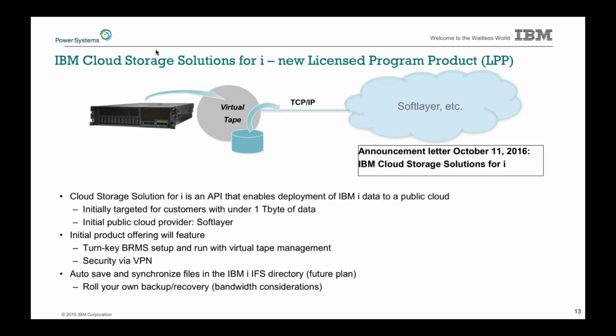And the idea is we're providing an API that enables the deployment of IBM i data to a public cloud. Basically, in a nutshell, it allows you to do a system save, and as opposed to saving that to some type of optical media, tape drive, or some other type of physical device, you can save it to the cloud. And you can go to a place like SoftLayer, for example, and save your data there.